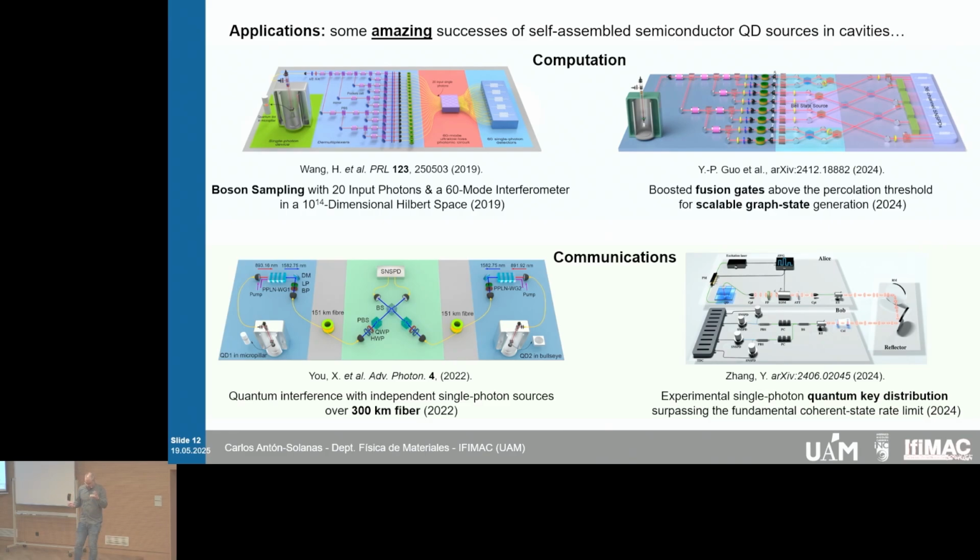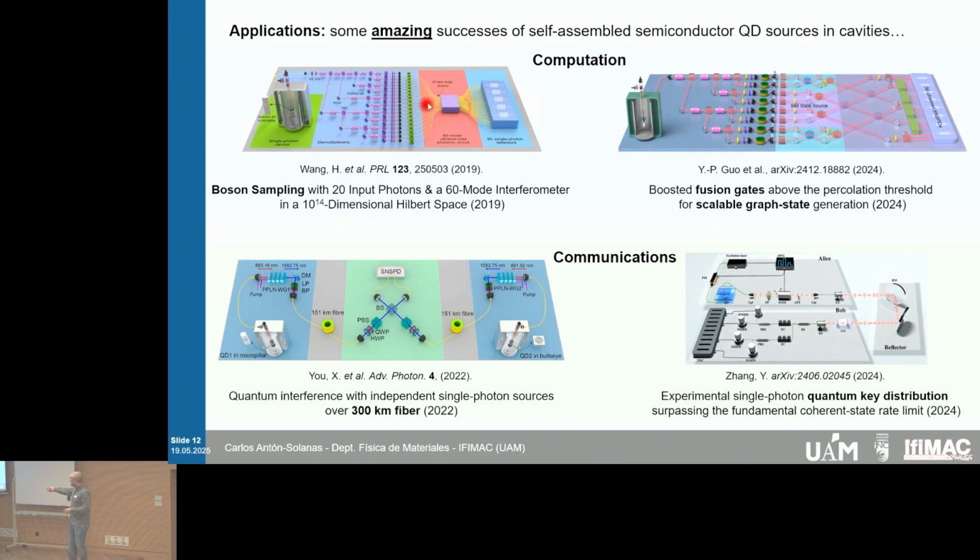What I wanted to say is that with this technology of semiconductor quantum dots coupled to cavities, there are certain benchmarks that allow us to see the importance of these single photon sources. By the way, all these experiments were implemented in China, I must say. On one side, for computation, in 2019, the group of Jian-Wei Pan demonstrated boson sampling of 20 input photons in a multimode interferometer with 60 modes, and they were basically characterizing the quantum state at the output. This is important from a computational point of view because given your interferometer, this constitutes some sort of unitary matrix.